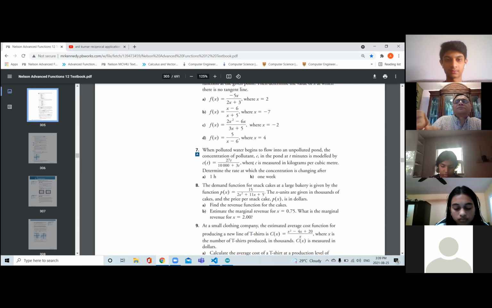So let me just ask, Akshay, you remember the formula of rate of change? So we had instantaneous rate. Yeah, you could have f(a + h) minus f(a) over h. So this is the formula which you have to apply. So determine the rate of change at which the concentration is changing after 1 hour, right?